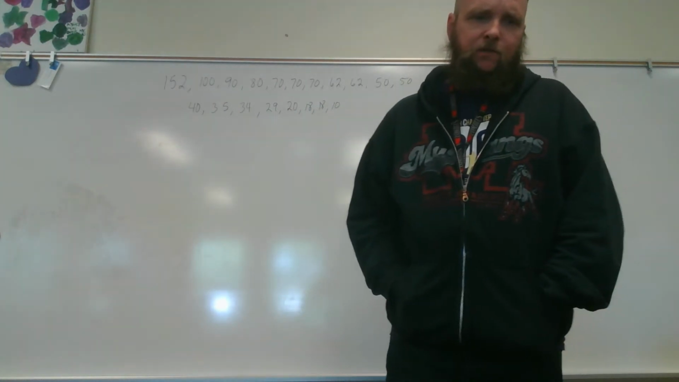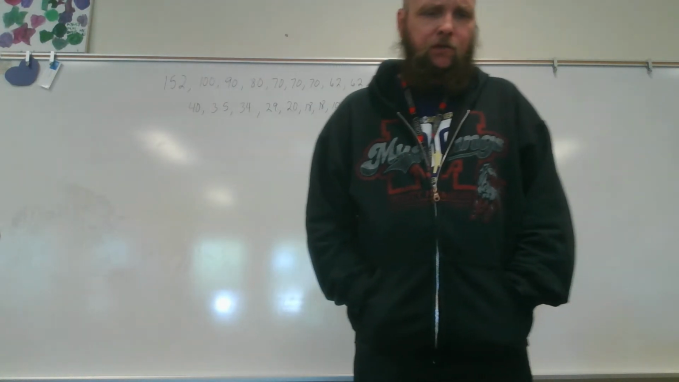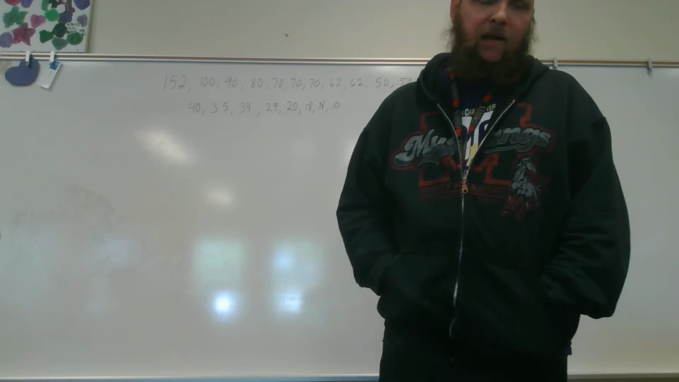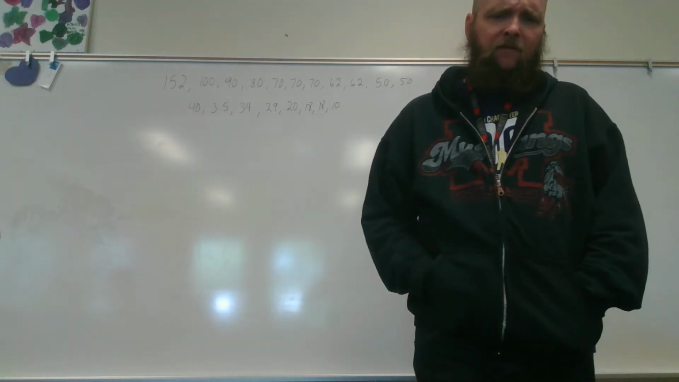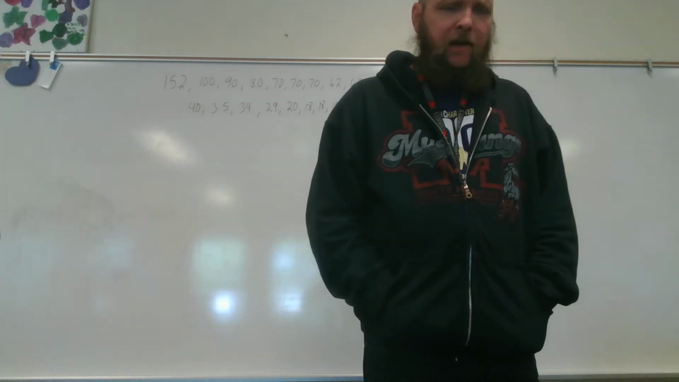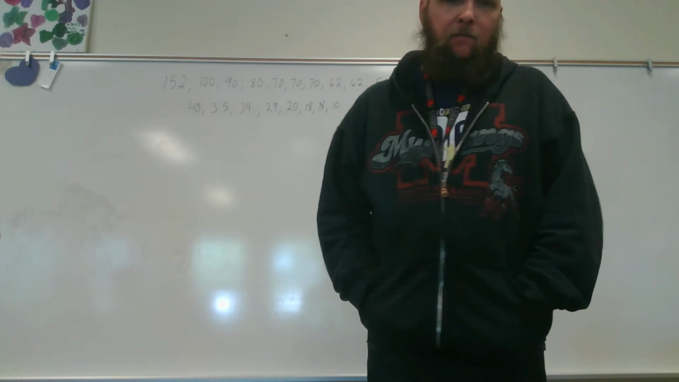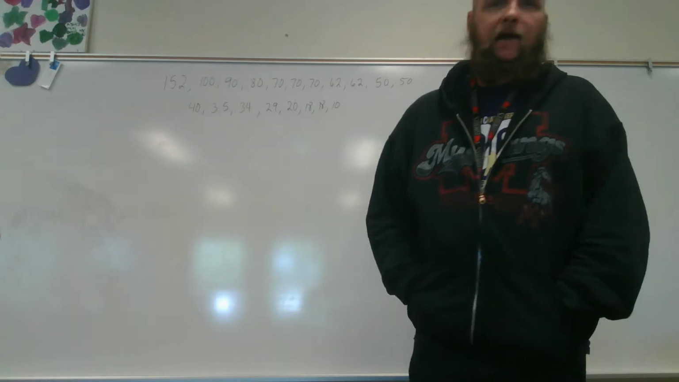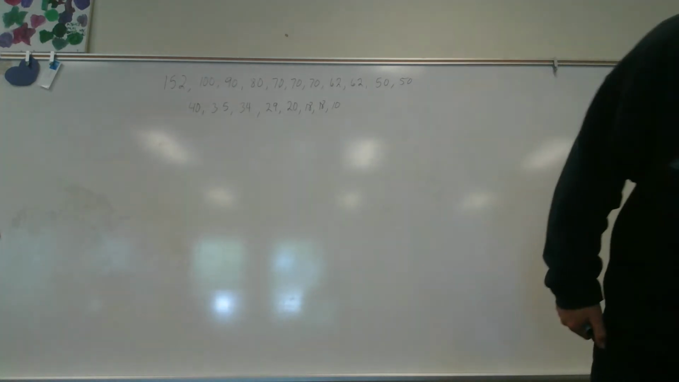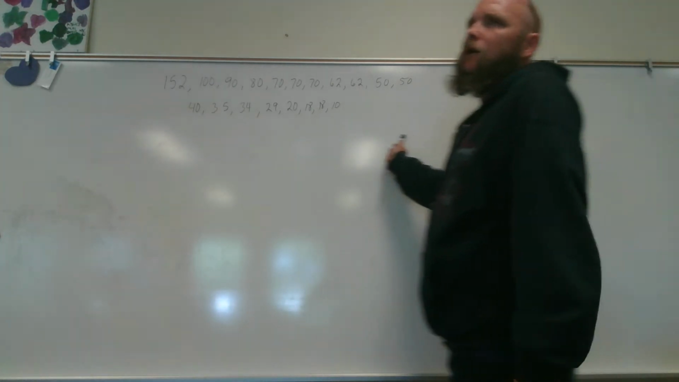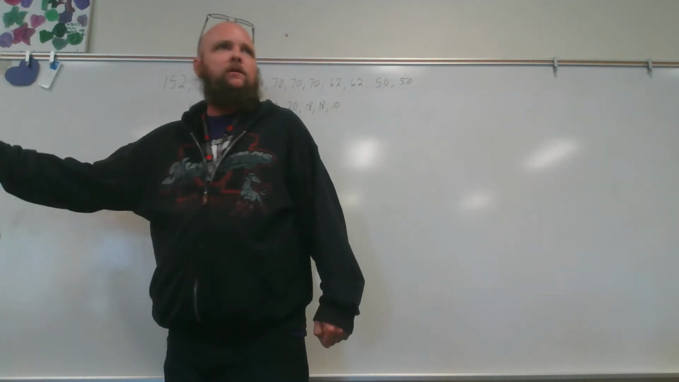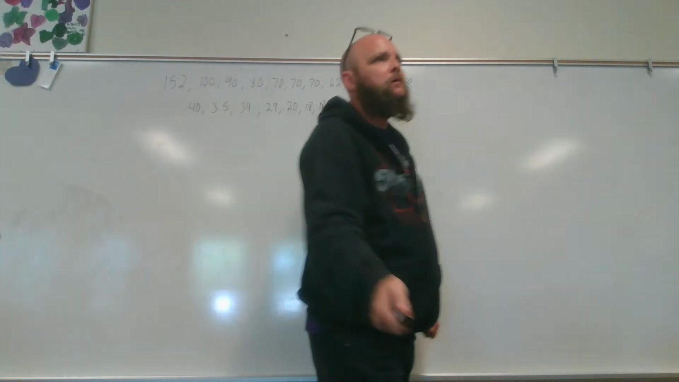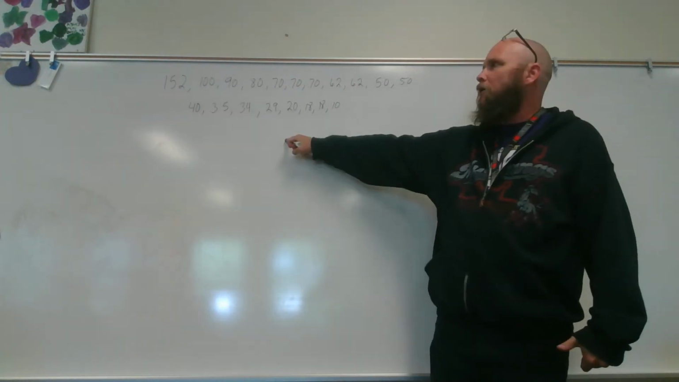Problem number 1 says use the table at the right. It shows the longest recorded lifespan in years of several animals. Find the range, the median, and mode of the data. Then use a calculator to find the mean of the data. So let's go through this. I already took the information from the chart and I wrote it on the board.